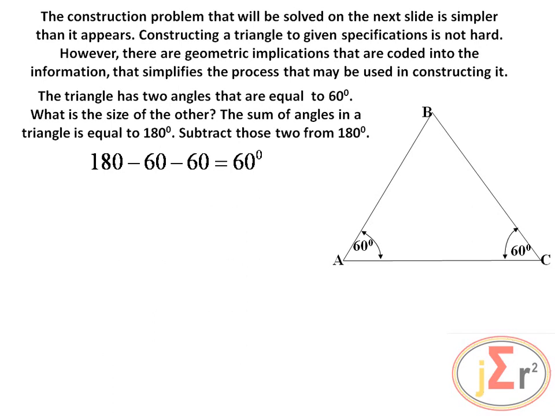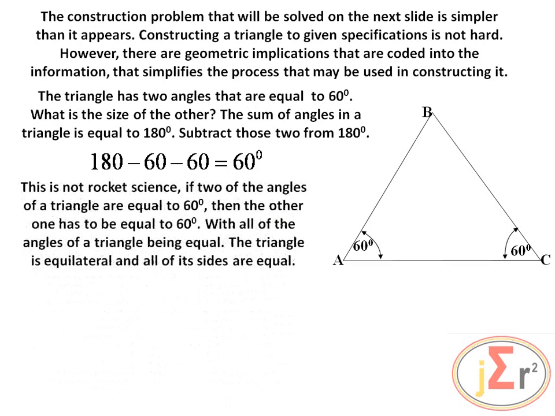We know already that if two angles of a triangle are equal to 60 degrees, then the other one must also be 60 degrees. So all of the angles will be 60 degrees then. This is not rocket science. If two of the angles of a triangle are equal to 60 degrees, then the other one has to be equal to 60 degrees.